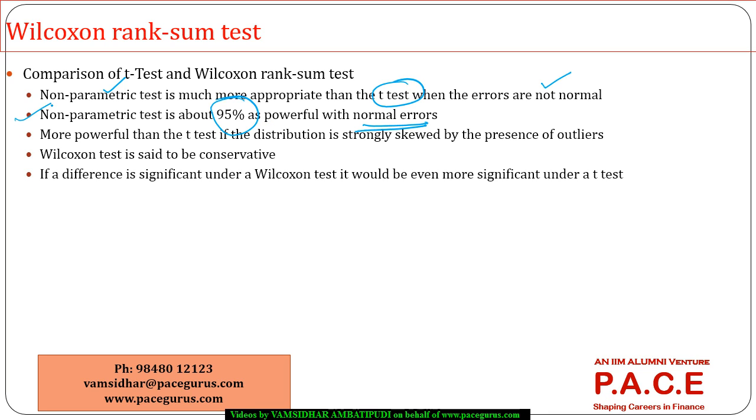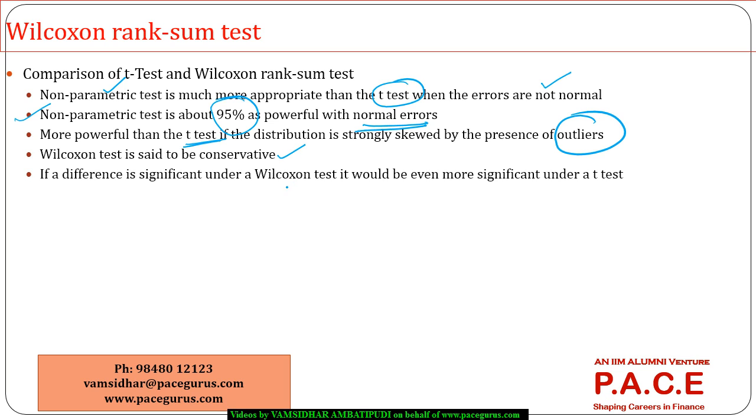So when the data is more and more normal, it's better to engage a t-test. But when you see too much deviation from normality, it's better to engage a Wilcoxon rank sum test rather than going ahead with a parametric test like a t-test. Another positive aspect of the Wilcoxon or any non-parametric test is that it's more powerful than the t-test, especially if there are too many outliers in the data. To make sufficient conclusions regarding the mean, it's better to use a Wilcoxon rank sum test rather than relying on the t-test, especially if there are too many outliers.